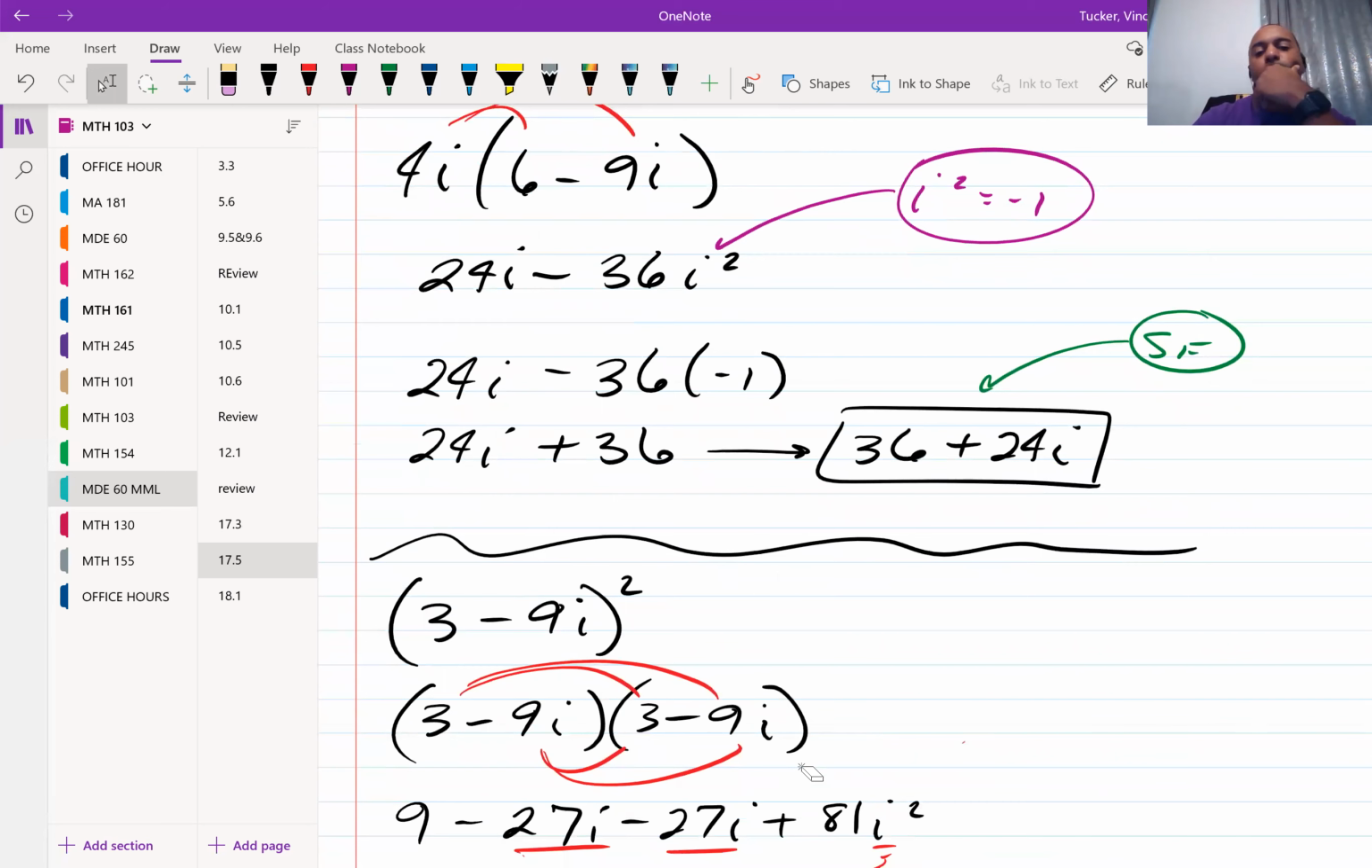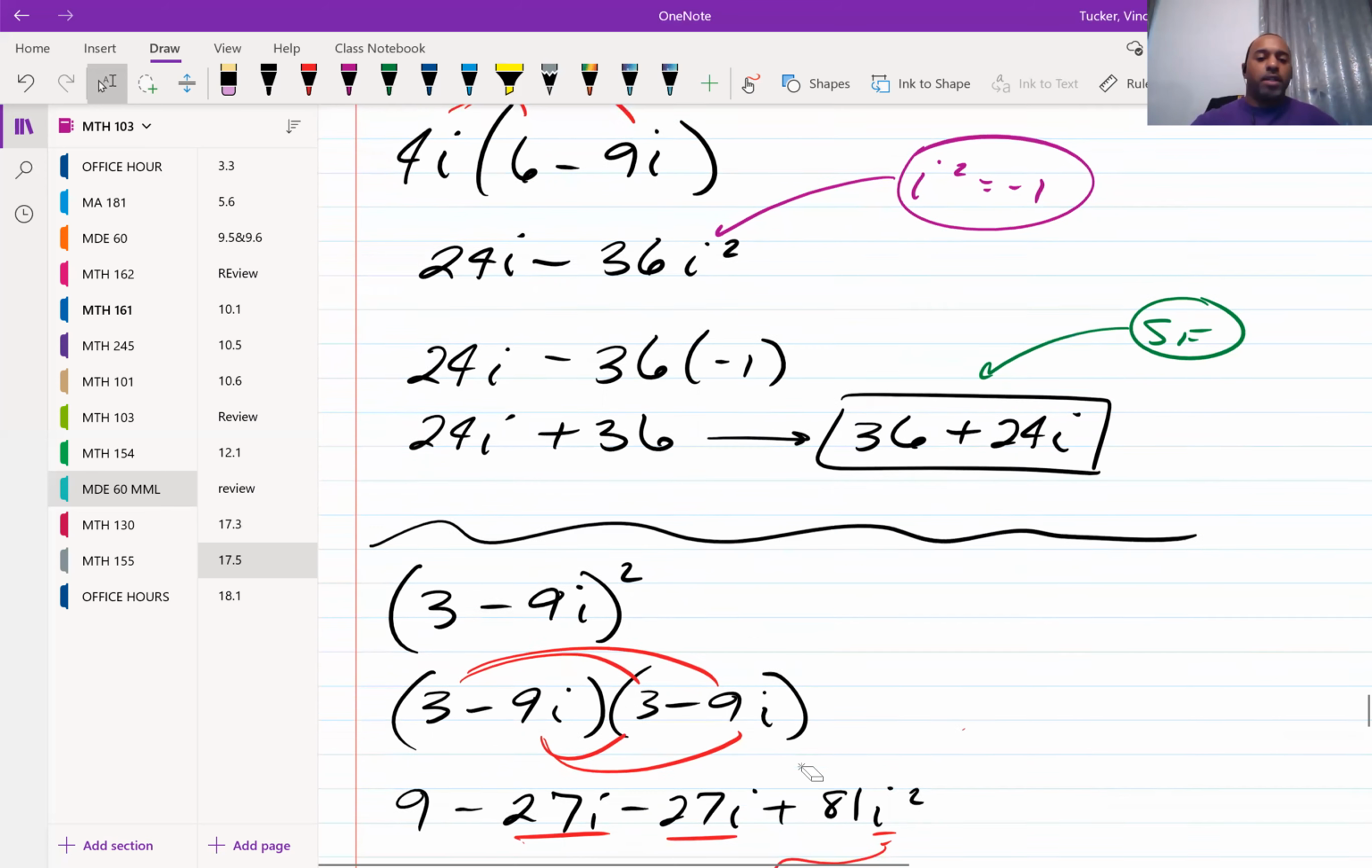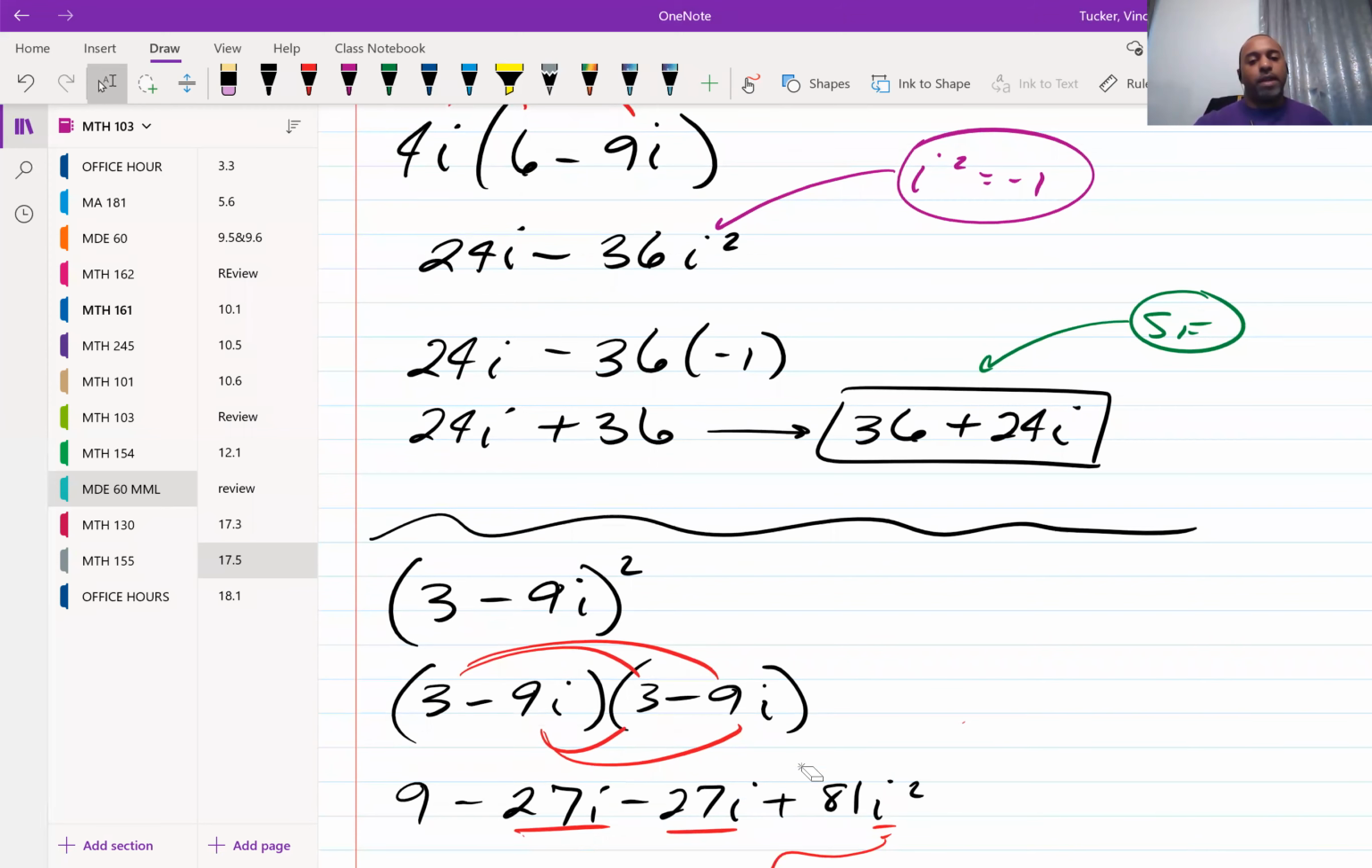All right. Next one, 3 minus 9i squared. We have to expand that out, doing 3 minus 9i times 3 minus 9i, and then distribute. So it'd be 3 times 3, which is 9. 3 times negative 9i is negative 27i. And negative 9i times 3 is negative 27i. Then negative 9i times negative 9i will be positive 81i squared.